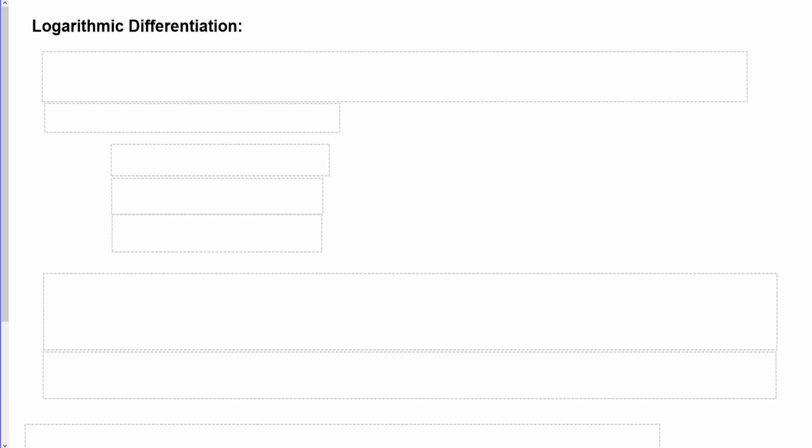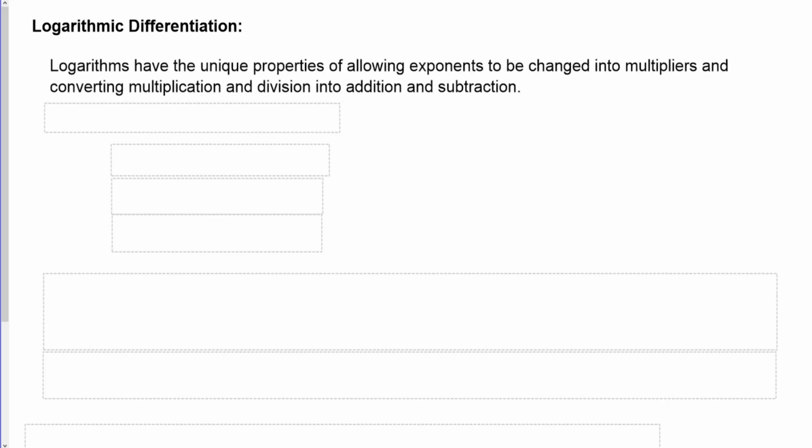We'll conclude this lesson with a very important type of differentiation called logarithmic differentiation. So logarithms have unique properties that allow exponents to be changed into multiplication and division. Multiplication and division can be changed into addition and subtraction. These are very advantageous when it comes to finding derivatives, because multiplication and division require the product and quotient rules in order to find derivatives. If we can change those somehow into addition and subtraction, we don't need to use product and quotient rules. So let's take a look at how logarithms can help us do derivatives.